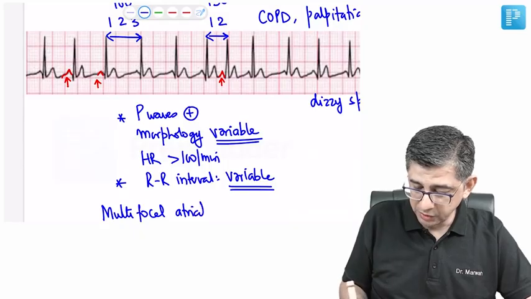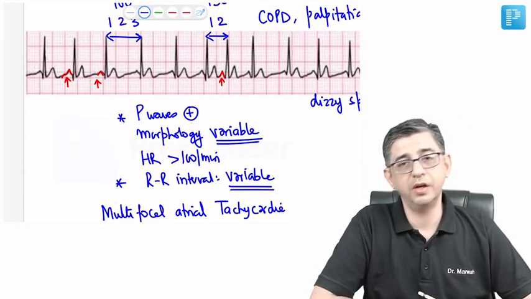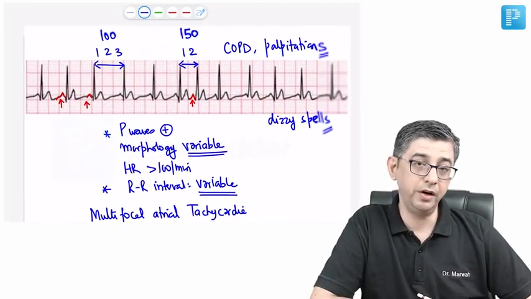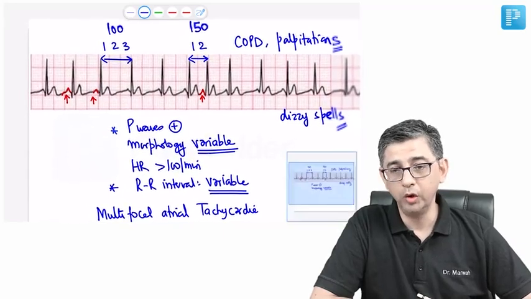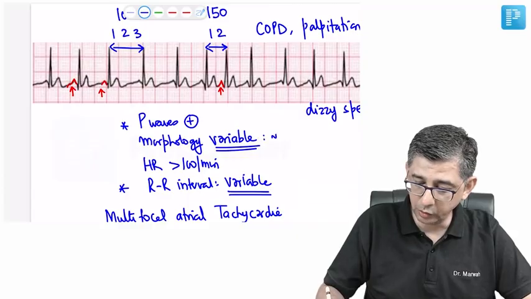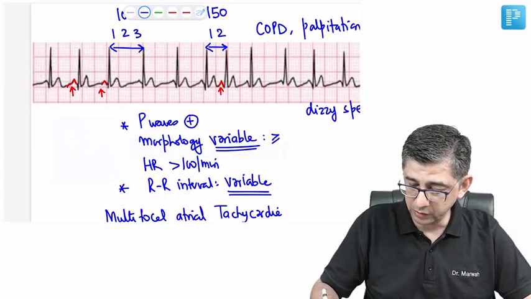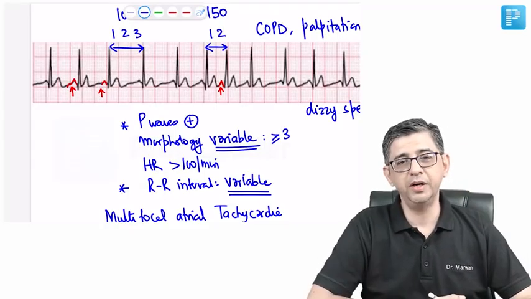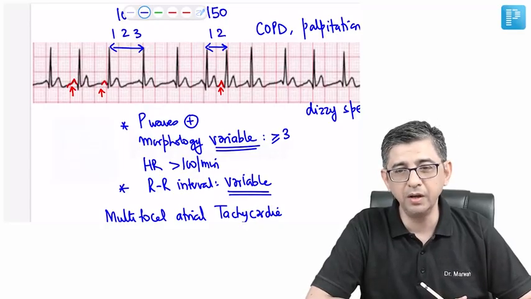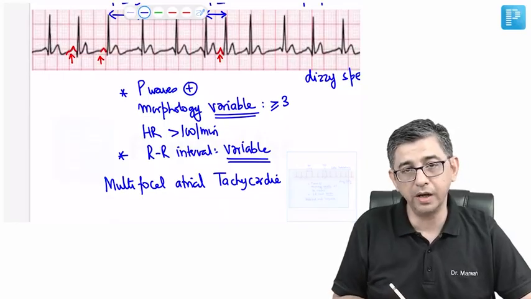There are three situations that I have discussed where there's a variable RR interval. One would be physiological, that is sinus arrhythmia. But in this case, because the heart rate is jumping up much higher than normal, I've decided, okay, this can't be sinus arrhythmia. And what I noticed was a variable morphology. This variable morphology should be of at least three types. This again is an important pointer. At least three different varieties of P waves should be present, or the size of the P wave and the duration of the P wave might be varying. So at least three subtypes or three variations should be present. Then we call it MAT, multifocal atrial tachycardia.